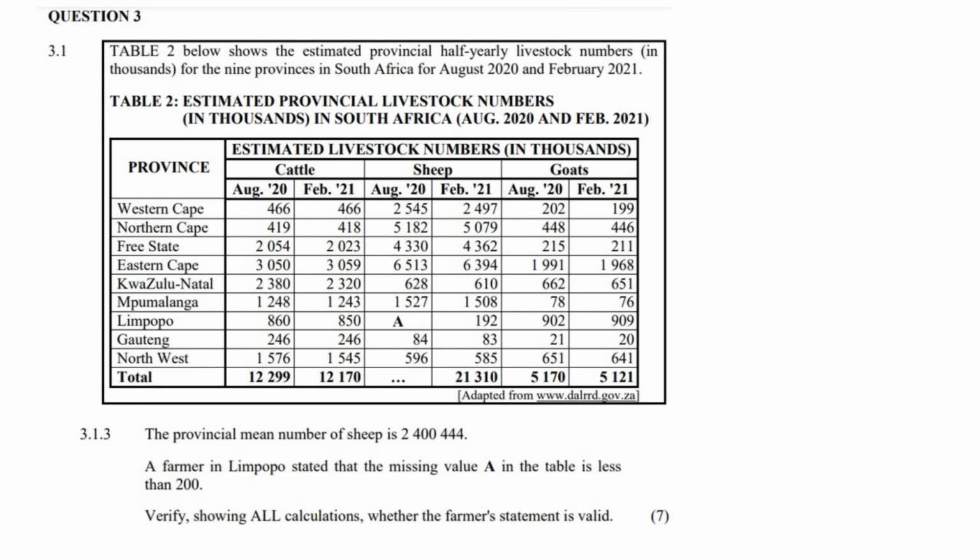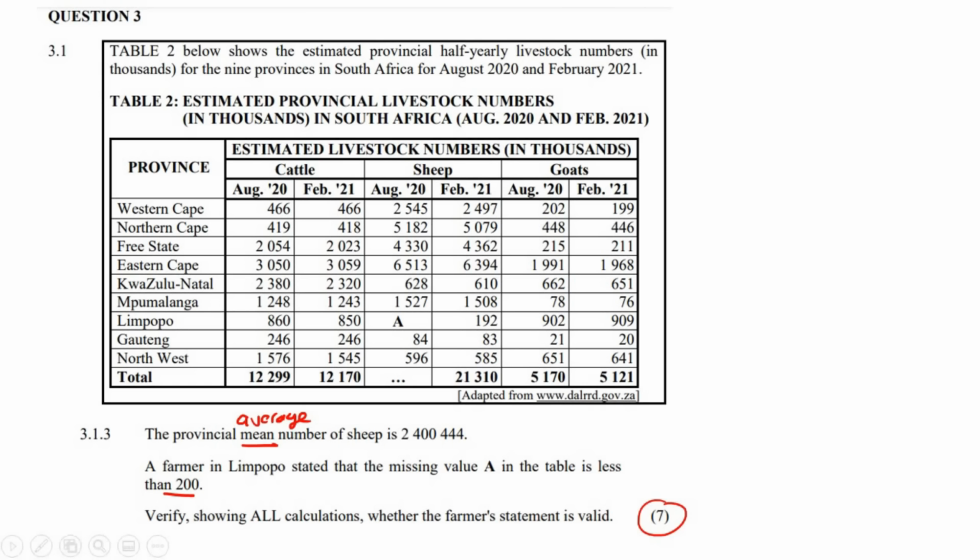This question is for 7 marks. Lovely. It says the provincial mean, or that's average, number of sheep is that amount. A farmer in Limpopo stated that the missing value A in the table is less than 200. Verify, showing all calculations, whether the farmer's statement is valid.